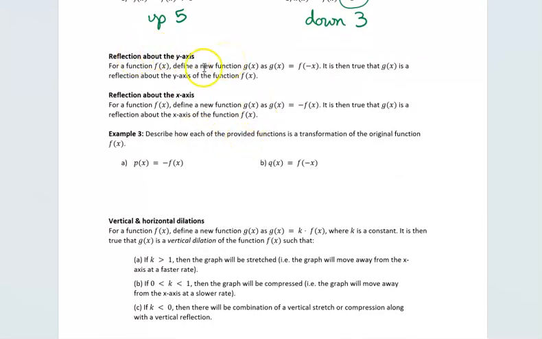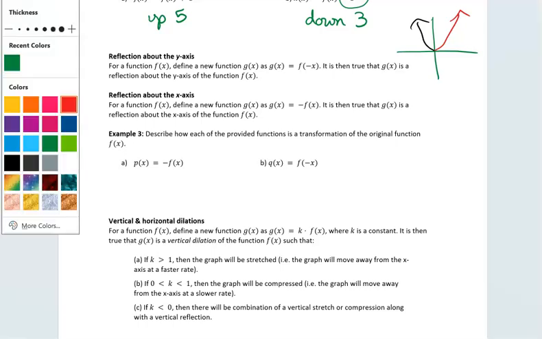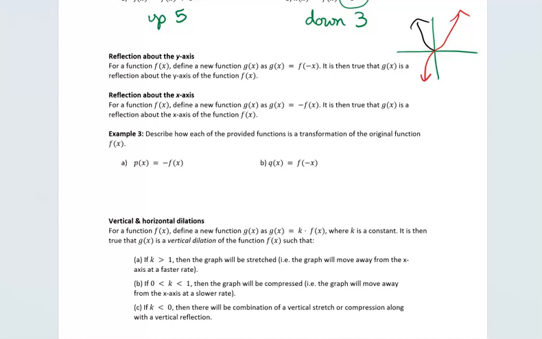We also have reflections. If it's a reflection about the y-axis, that means that your function would be going from something like this to the other side. And maybe it's not a parabola. Maybe it's cubic. So that means it's going like this, and it's flipping over the y-axis, so it's going to look like this now. That is what a reflection about the y-axis looks like, and it goes inside. That means it's f of negative something. When that negative is on the x, it goes inside and it's a reflection about the y-axis.